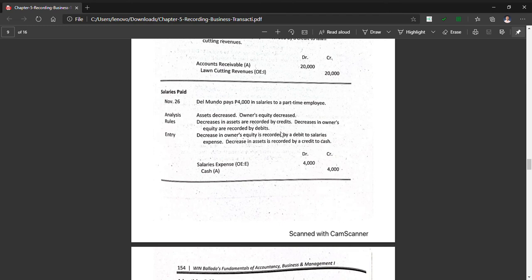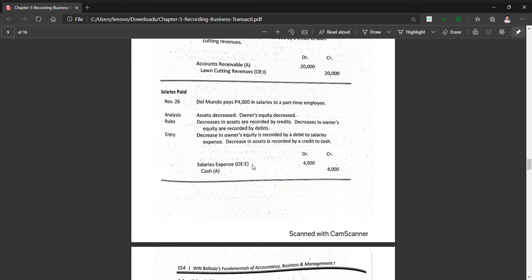So we debit salaries expense 4,000. Take note that salaries expense is an expense account. So kaya nga merong letter E dito. It is an expense account. Yung income account and expense account kasi sineseparate muna natin bago natin siya ito-transfer sa mismong owner's equity. So separate muna ang income and expense, pero at the end of the period, ito-transfer natin siya sa owner's equity.